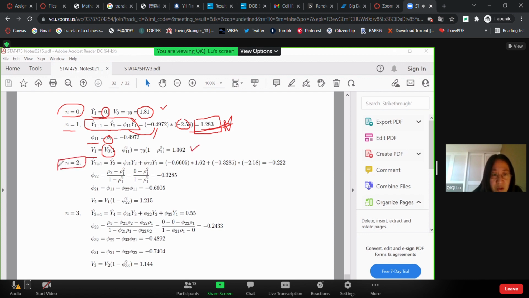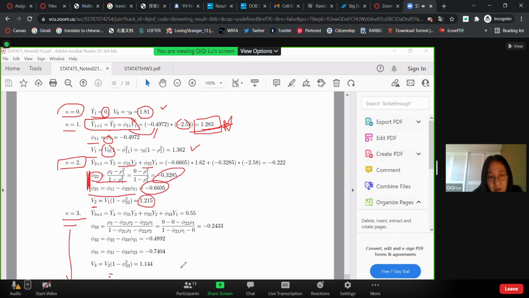And for n equals 2, you need to calculate 2 coefficients. Now this time phi22 is not 0. You have to use your rho k here, so this is negative. And then phi21, use this formula, so you got this one here. You can calculate V2 here. Okay, and then you do V3 and so on.